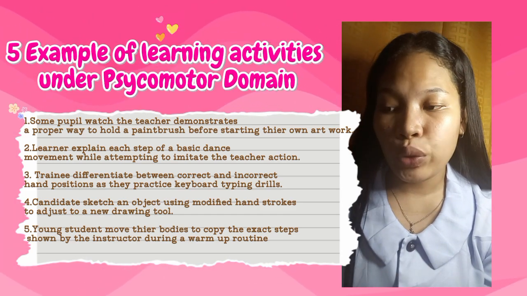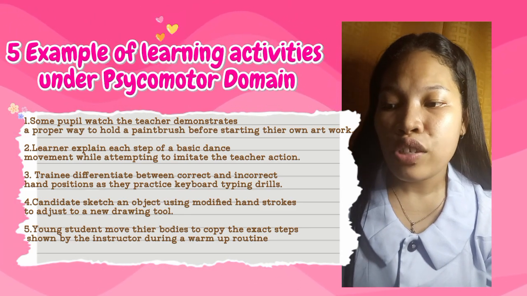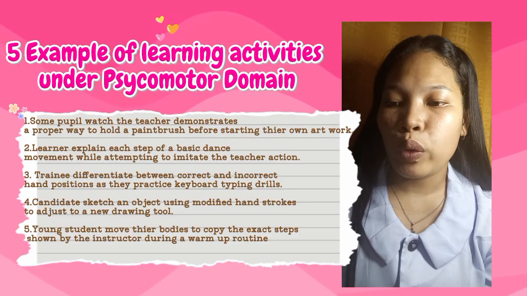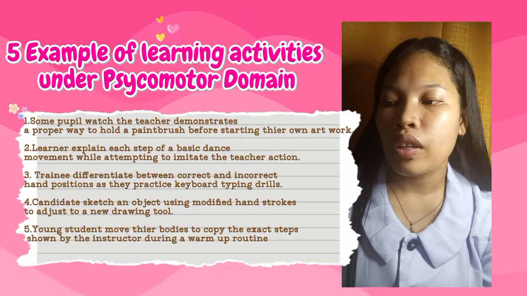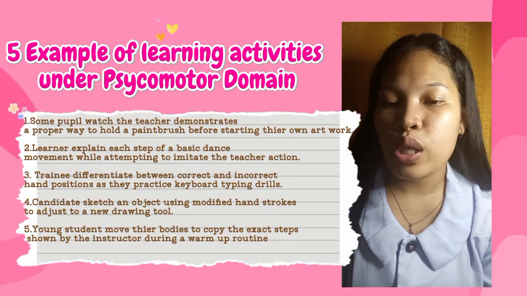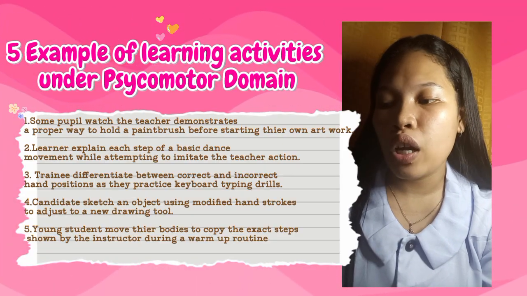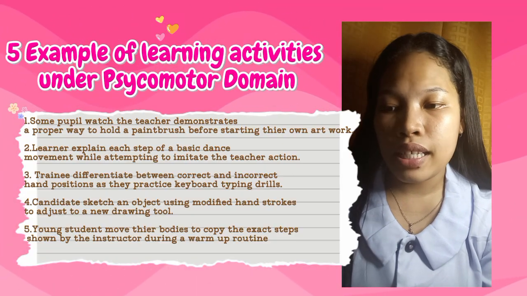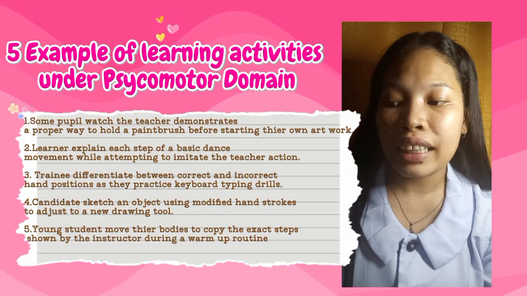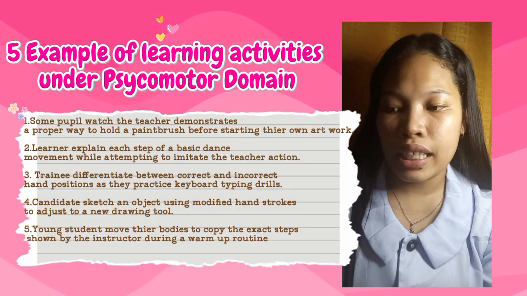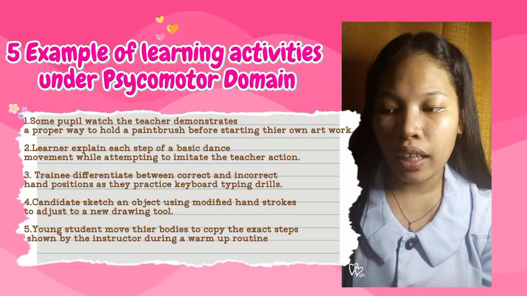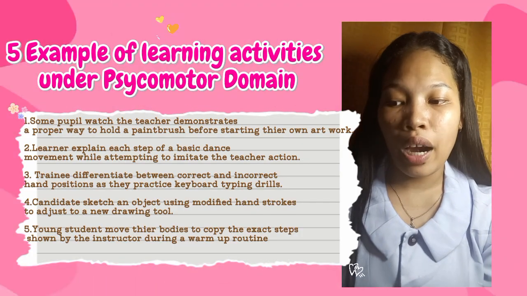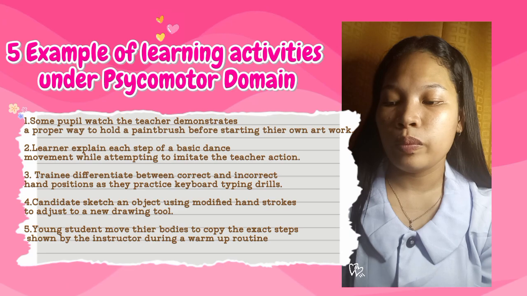Number 3 is training. Training differentiates between correct and incorrect hand positions. So I used verb differentiates because practicing means the learner is practicing the motor skill on their own, and being able to tell things apart shows they are practicing the skills.